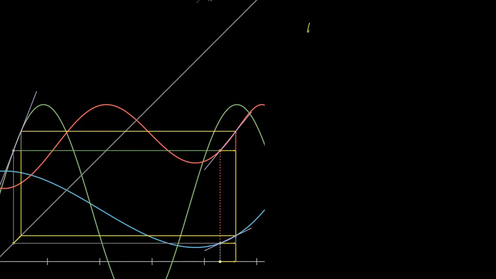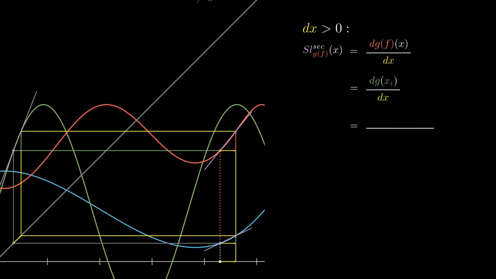So let's look at the situation before this limit process, when dx has some positive, albeit small value. We start with the secant slope of g of f at the location x. This can be calculated as dg of f over dx at this x position. The dg of f part is equal to dg at the intermediate x position. The dg is equal to the slope of the secant of g at the intermediate x times this little dx intermediate, which we'll get to in a moment.